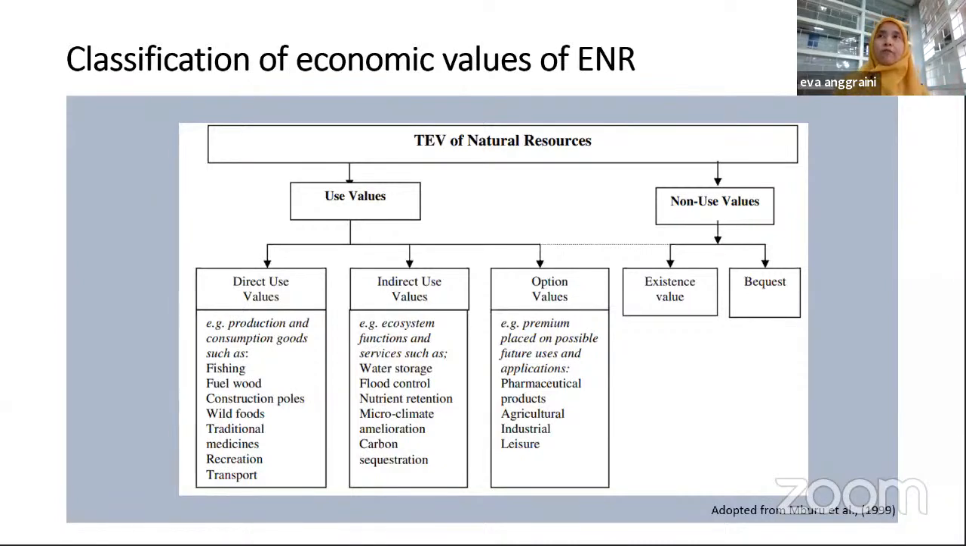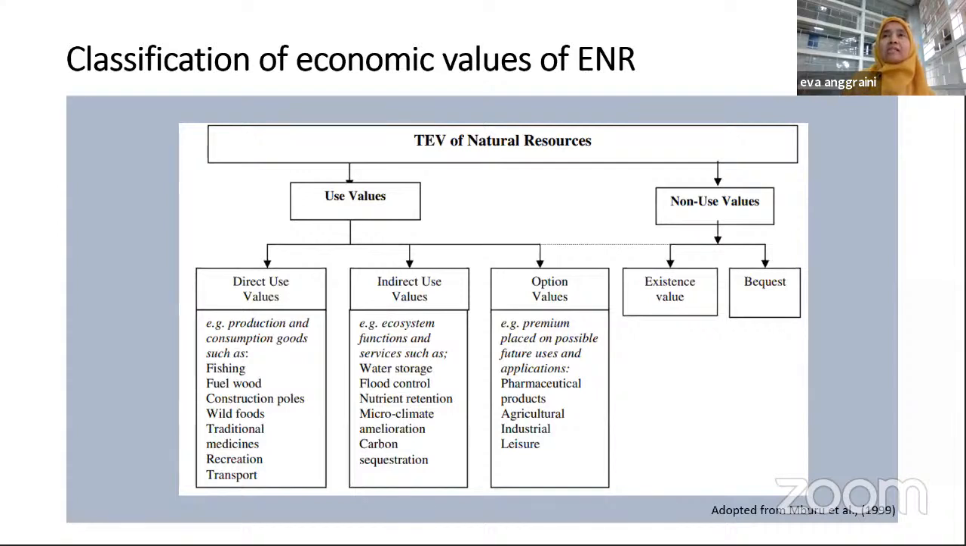The other type is indirect use value. Indirect use value means that the value comes not because we directly consume or produce goods from the environment, but because we receive benefits from the existence of that environment or natural resource. For example, forests. We know that forests have a function for carbon sequestration. Because of this function, it reduces the impact of climate change and of the pollution that has occurred widely. So the function as carbon sequestration has a value.